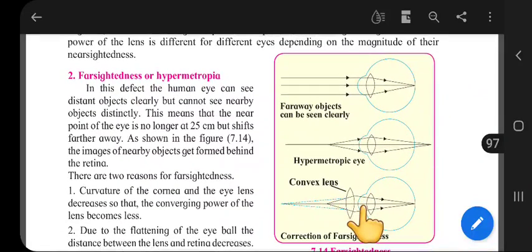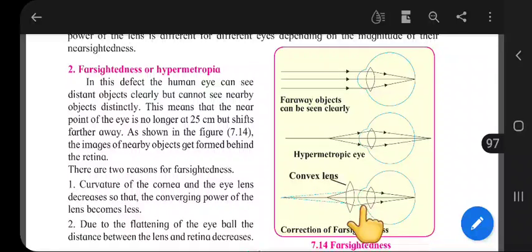How to correct this defect? This defect can be corrected by using a convex lens with proper focal length.